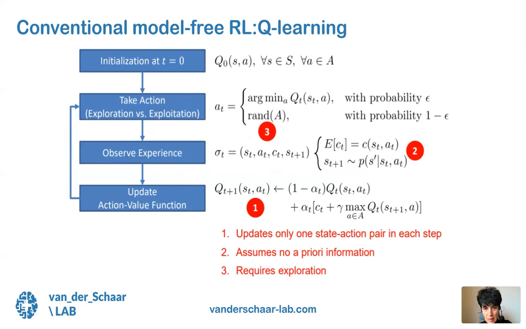As you can see here, first, it updates only one state action pair in each step. So the updates are slow. The transceivers are going to learn at a very slow pace. Also, this assumes no a priori information about states, state transitions, or cost.